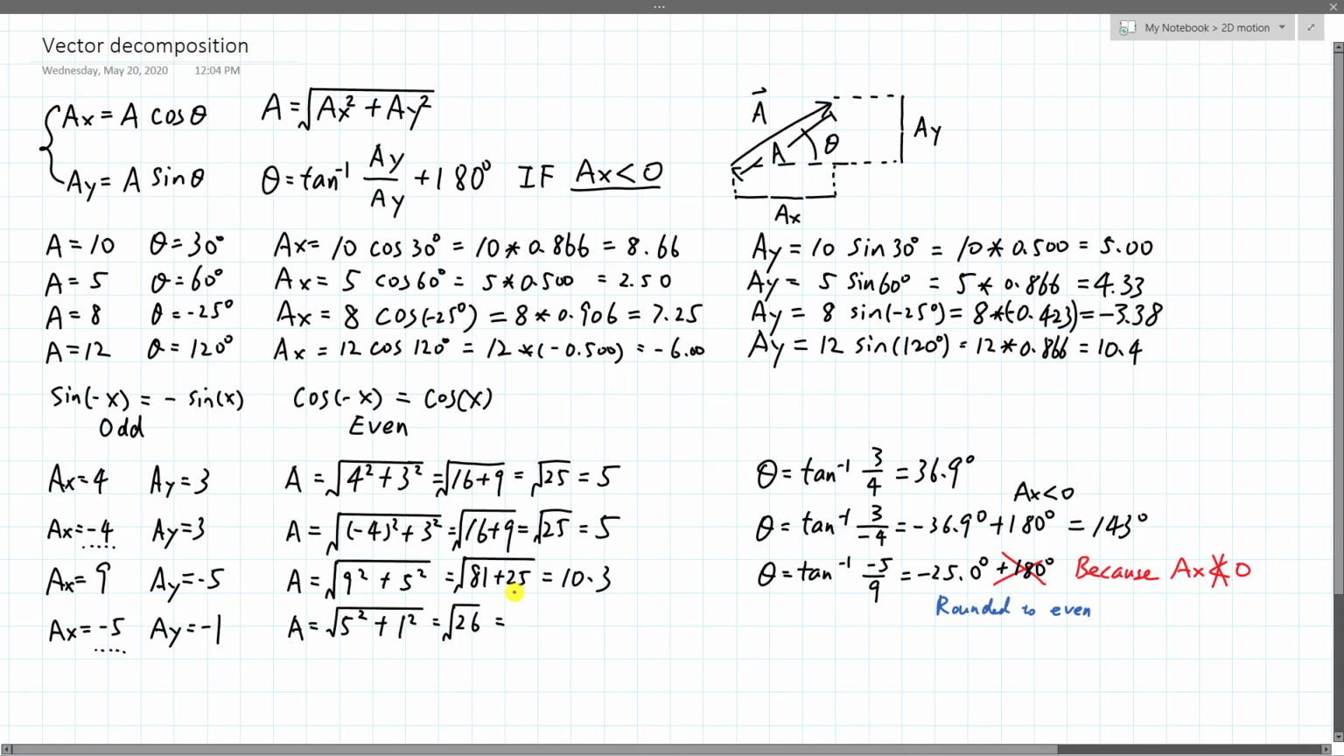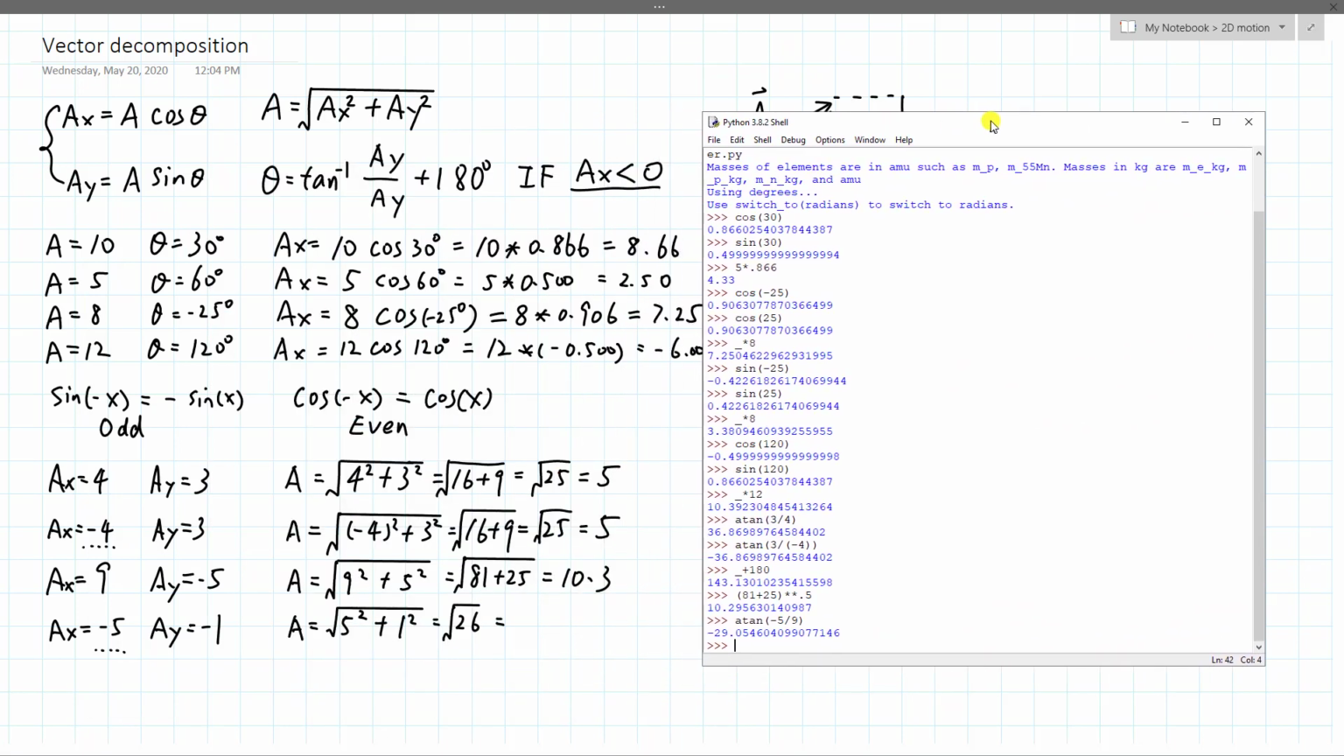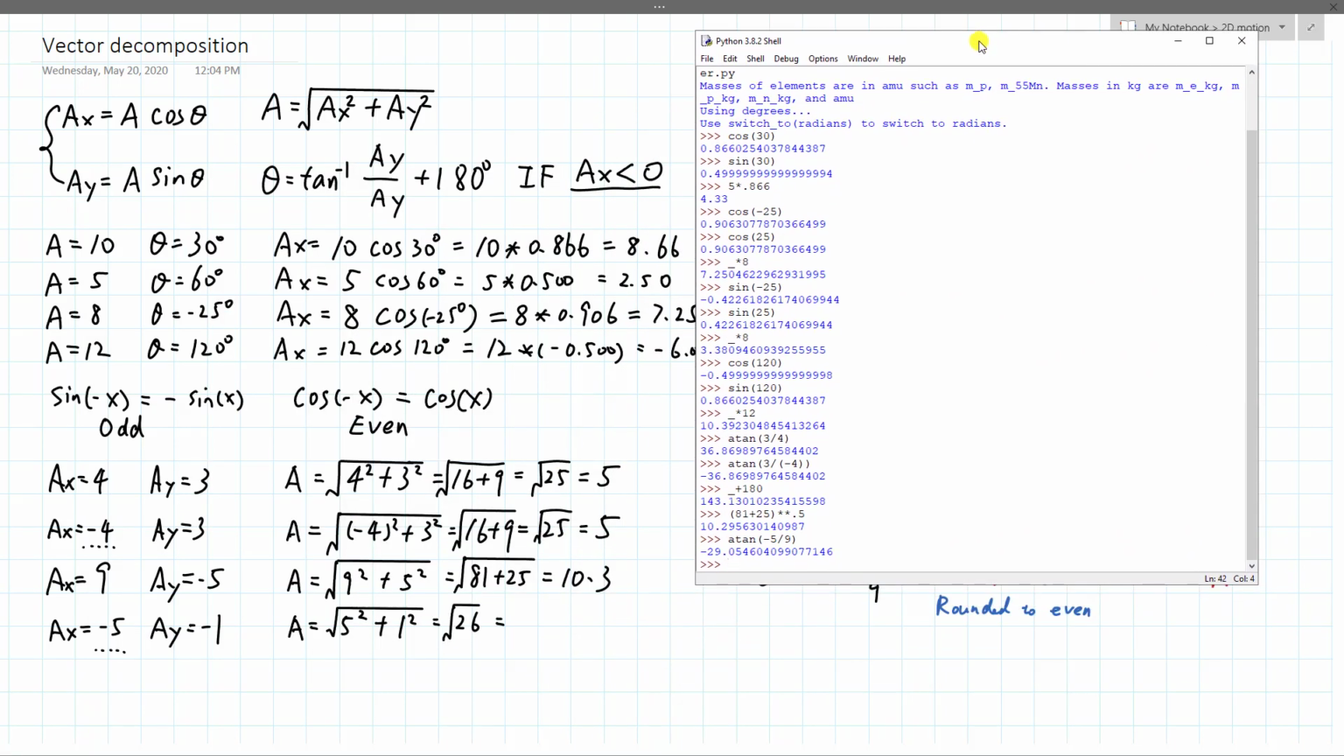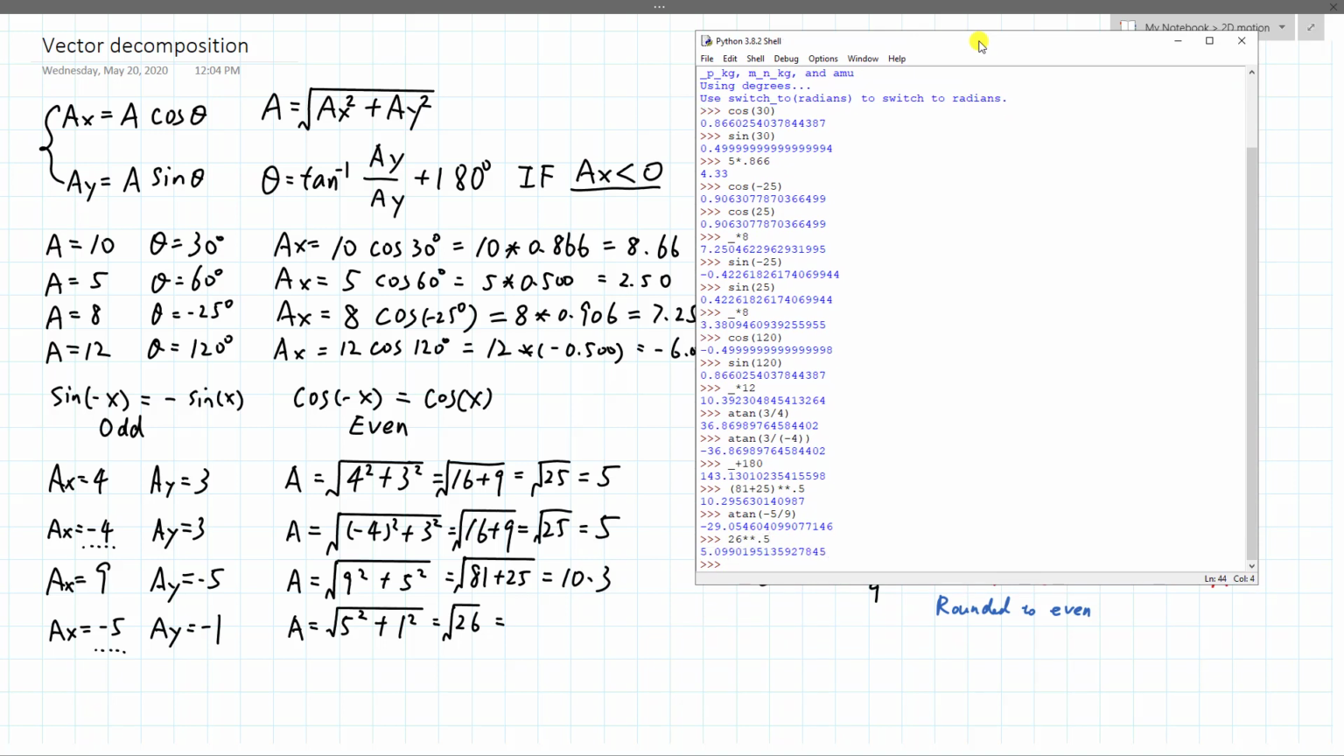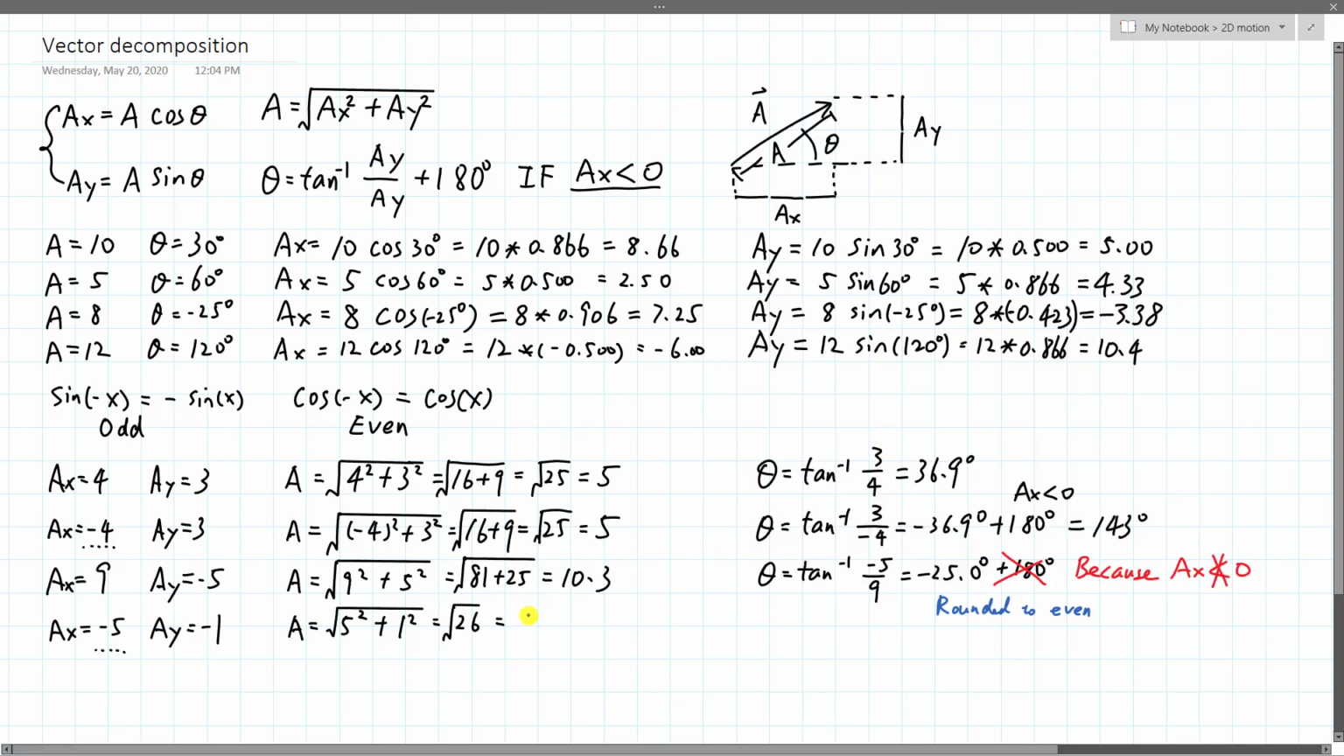So let's see where that is. Okay, move it aside. So 26 raised to the power of 1/2, that's taking a square root. That's 5.09. If you round it to 3 sig figs, 5.10. Okay, angle. So the angle theta is arctangent of -1 over -5. So this gives us arctangent of 1 over 5.